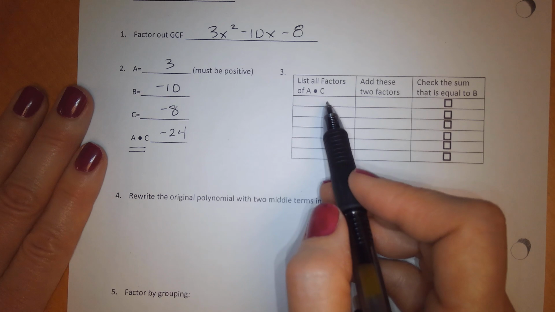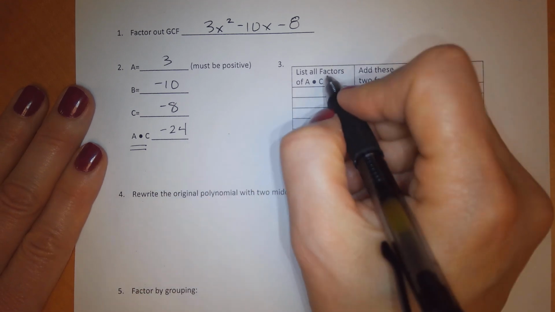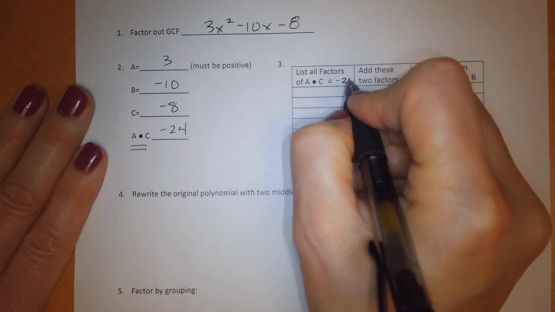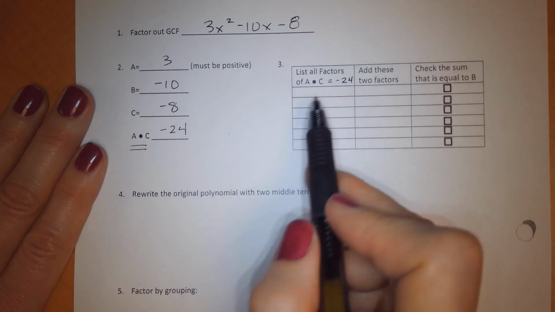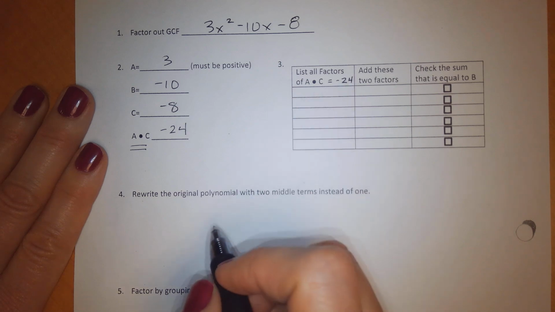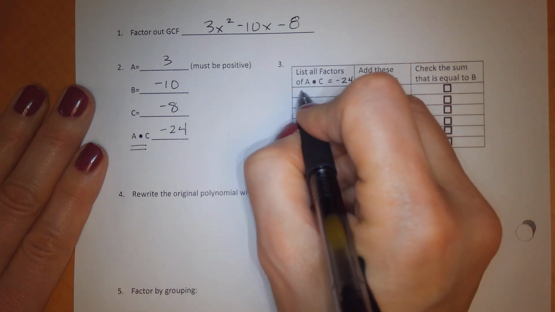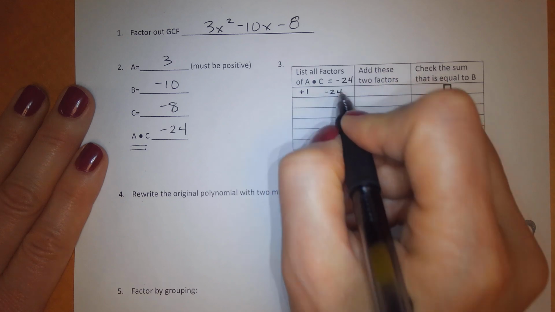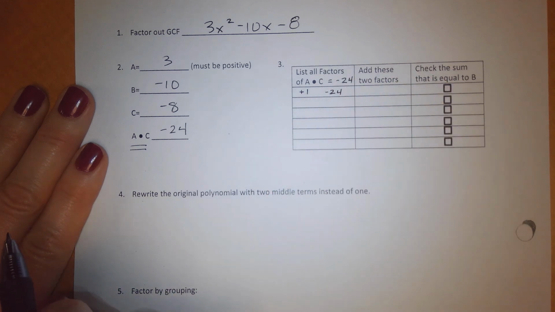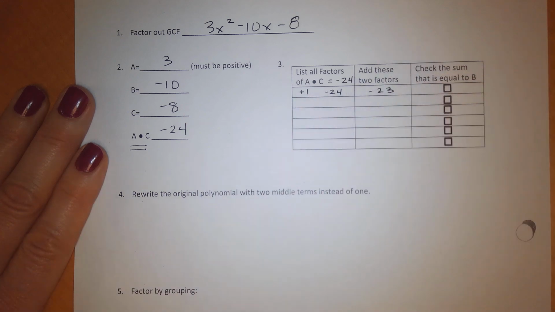So over here, now I'm going to list all of the factors that make a times c. So a times c again is negative 24. So you're going to list out all pairs of integers, two numbers that will multiply together to make negative 24. So for example, positive 1 and negative 24 both multiply to make negative 24. Then we're going to add those two numbers. When I add those two numbers, I get negative 23.